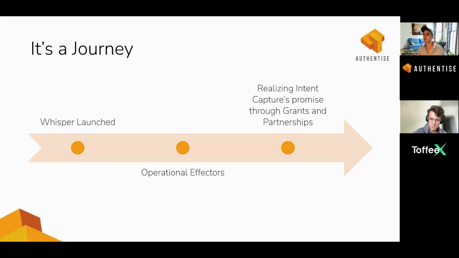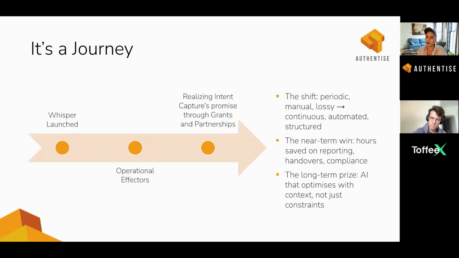Where we see this journey going is that we've launched Whisper, and we're currently building more operational effectors. That means things that help in the short term utilize that information: real-time Gantt charts, risk assessments, report writing, anything that has that kind of short-term ROI. But obviously the opportunity for ToffeeX and Authentise to collaborate through grants and other partnerships to deliver on the promises we've discussed today is huge.